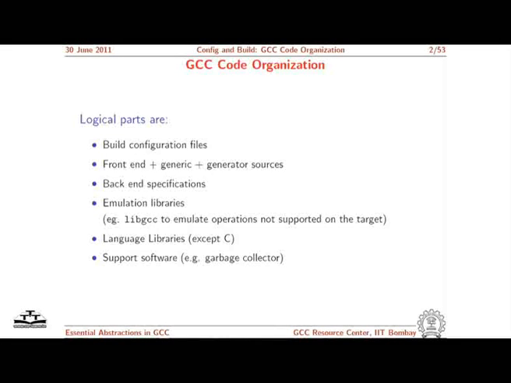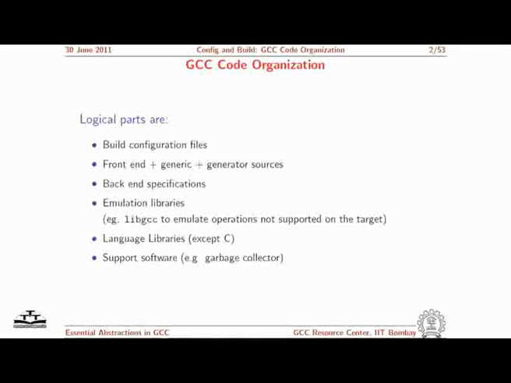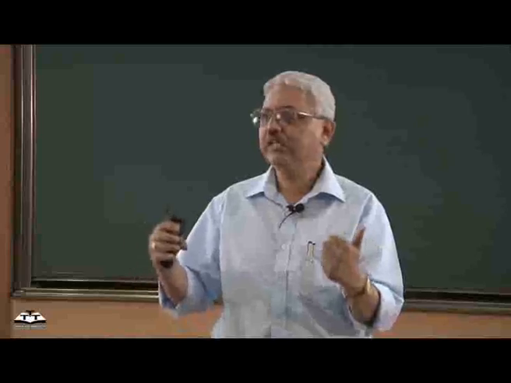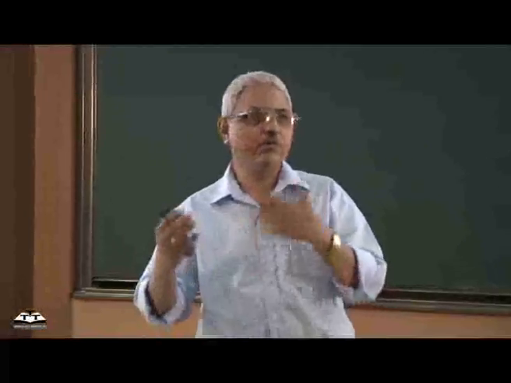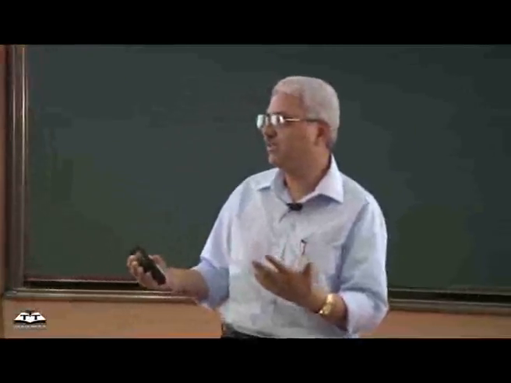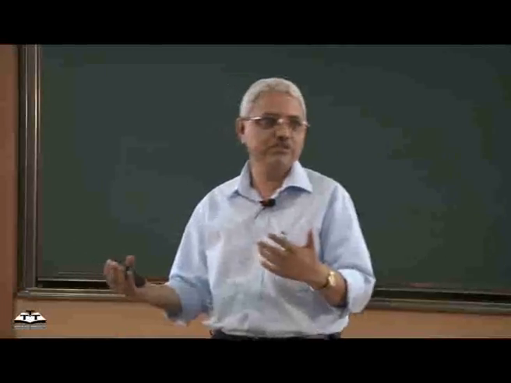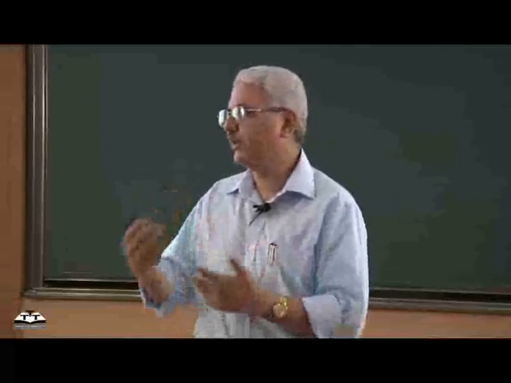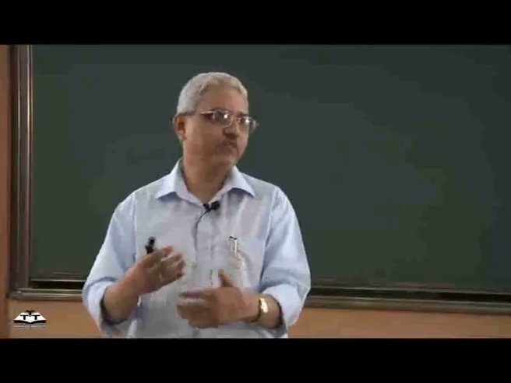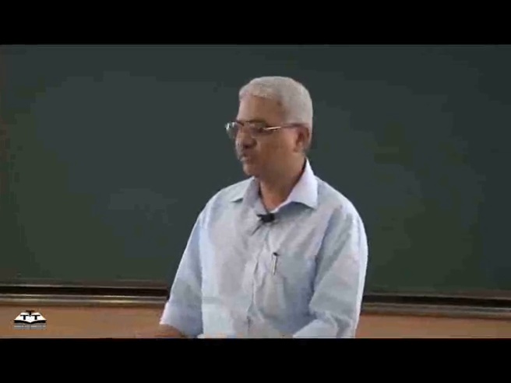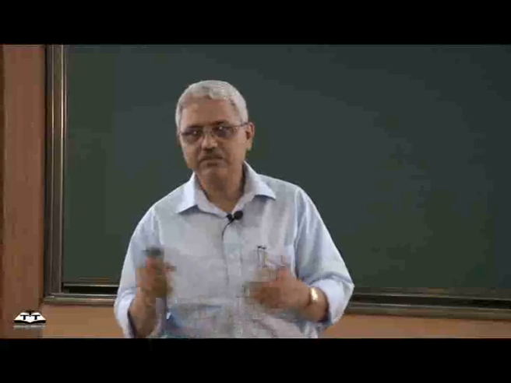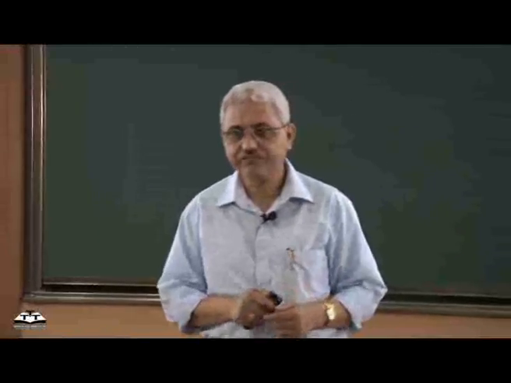Then we also need some emulation libraries. For example, there is a library called libgcc. Supposing your machine doesn't have a multiplication operation, but input programs have multiplication anyway. So GCC has identified many such operations which ought to be there on the machine. In case they're not there on the machine, not there in the machine description, GCC picks up a library function in order to carry out that task. Obviously, this library function will have to be compiled for our chosen target. libgcc is an example. Then there are also language libraries. There is support software, for example, the garbage collector.